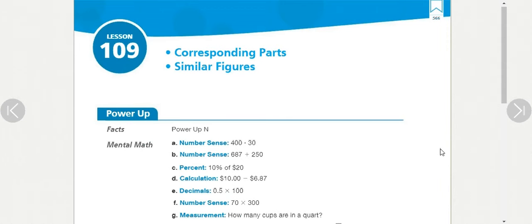Lesson 109, corresponding parts, similar figures, a little bit longer lesson, so stick with me here. Really be thinking about what we're learning so that you don't have to watch it twice. Corresponding, is that a word you've used? Do you know anything about that word? Think about it. What's corresponding mean?